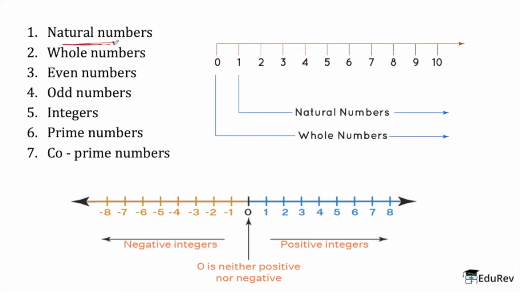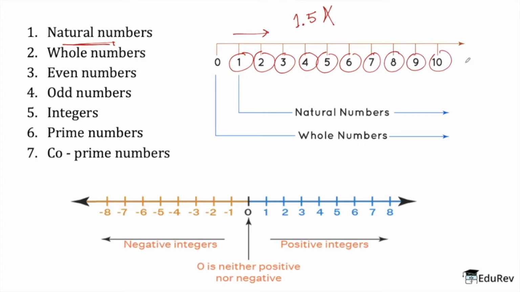Natural numbers are numbers that start from 1 and go till infinity. Infinity is something which cannot be defined. And these numbers need to be a whole of something, which is to say that natural numbers cannot be 1.5. This cannot be a natural number. Natural numbers are 1, 2, 3, 4, 5, 6, 7, 8, 9, 10 and so on.